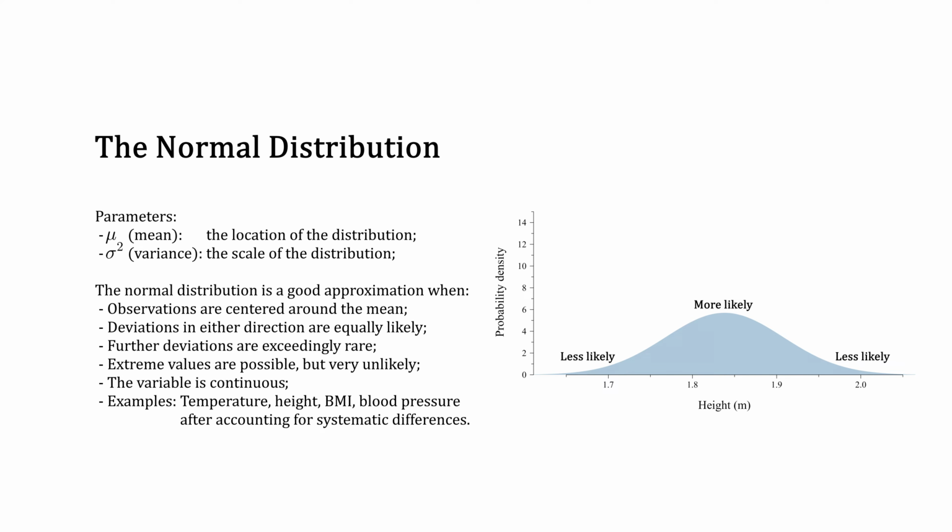Examples include temperature, height, BMI, and blood pressure within a specific subgroup, like healthy adult males in a given country. Let's compare this with another common probability distribution and see how it differs.